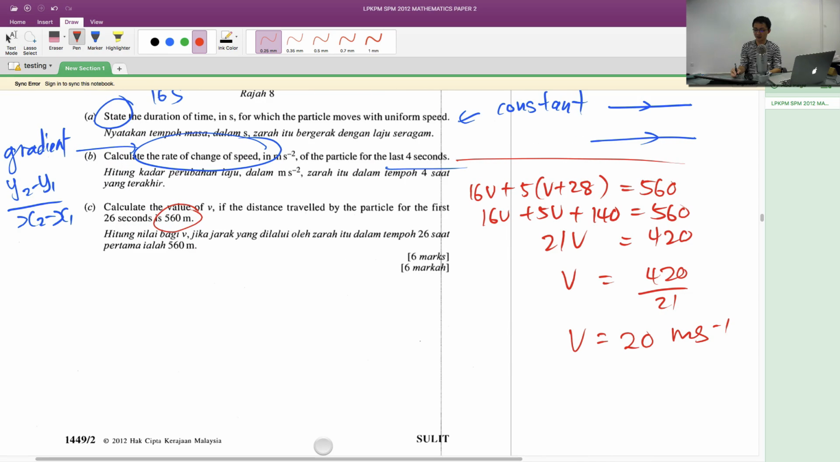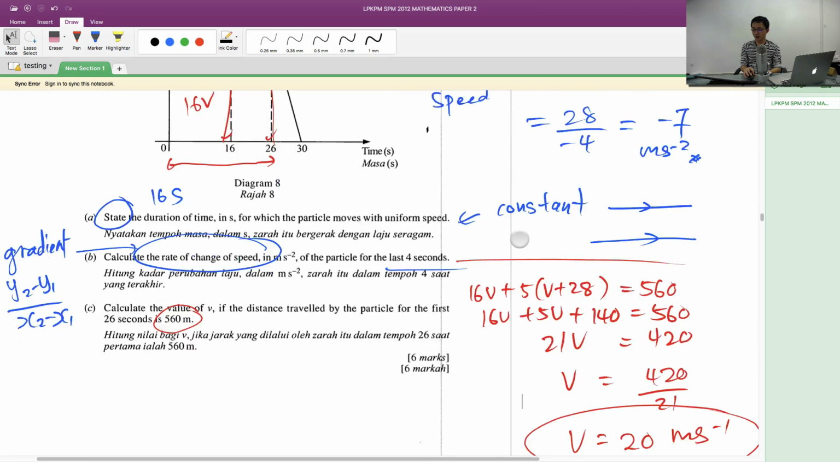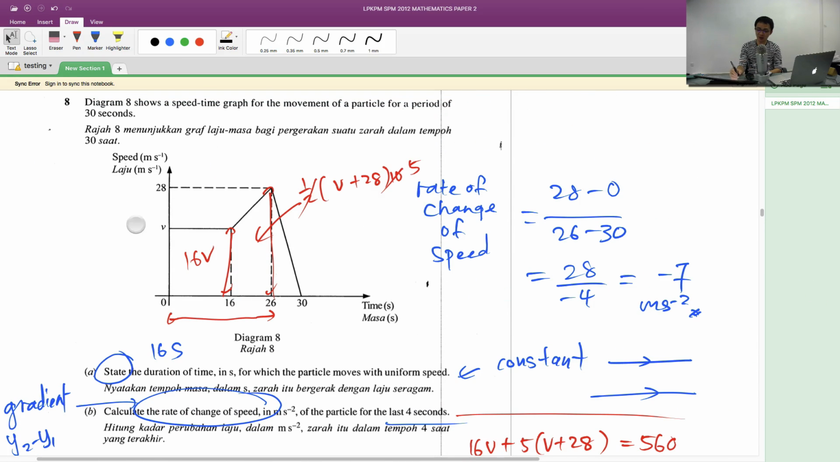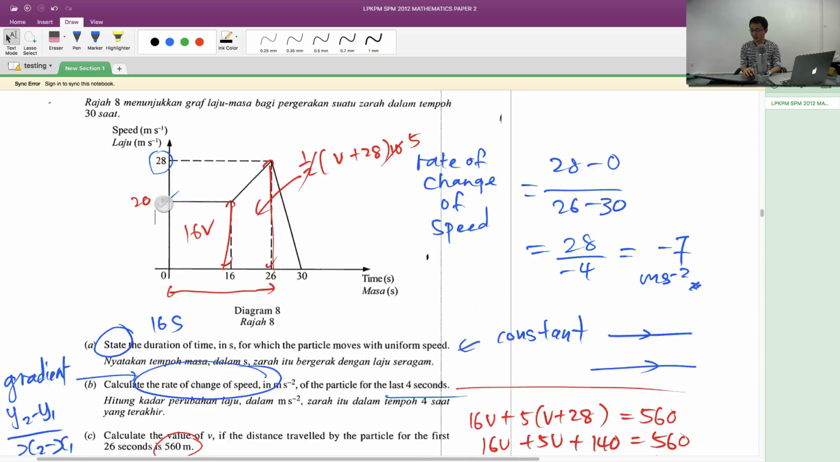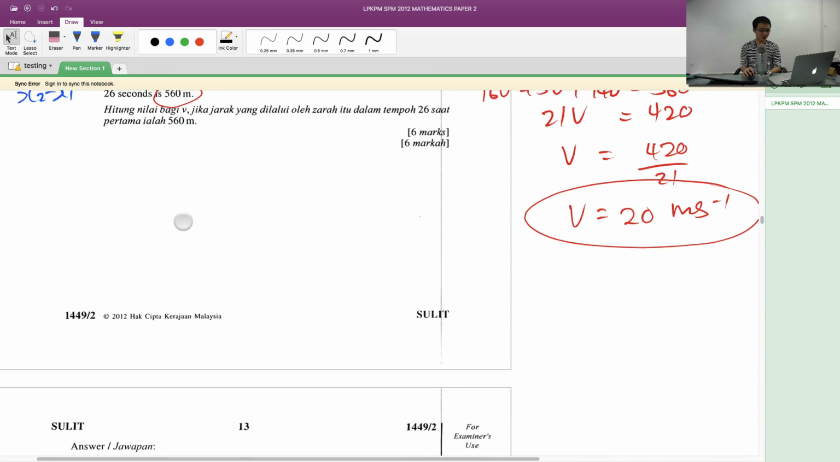Alright, after I get the 20, what I will do next is try to scroll up and see whether this 20 makes sense or not. Because sometimes if the question gives you 24 here and you got your answer v as 20, you know v is wrong. So you must see whether it makes sense or not. Luckily 20 is below 28, so it makes sense, and I'm pretty confident this answer is correct. Alright, let's move on to the next one.